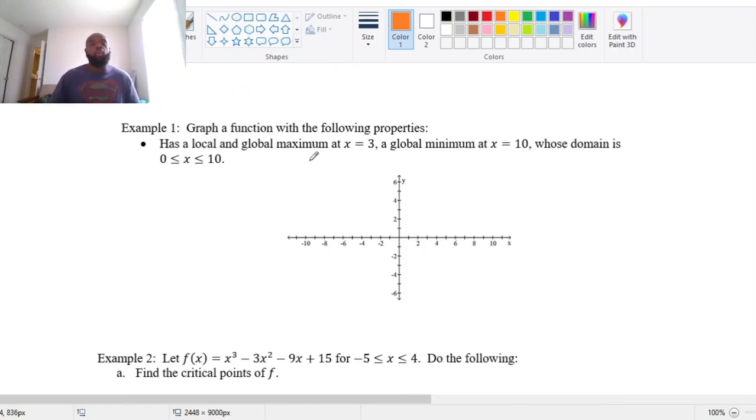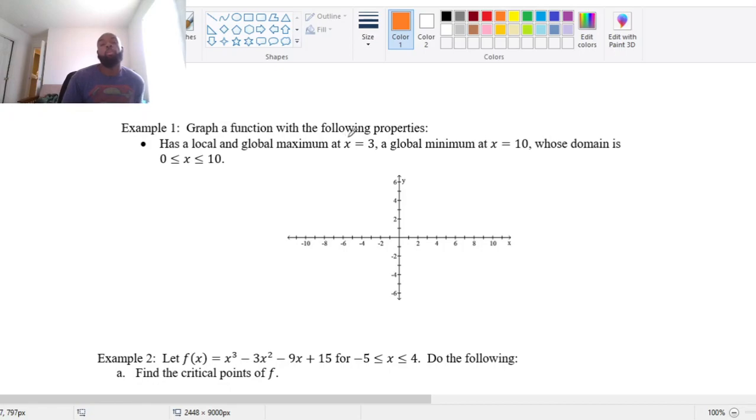And so before we get there, just to get used to this, we're going to graph a function with the following properties. It has a local and global maximum at x equals 3, a global minimum at x equals 10, and the domain is from 0 to 10. That means, notice this is a less than or equal to and a less than or equal to, so x is between 0 and 10, and we include those values.